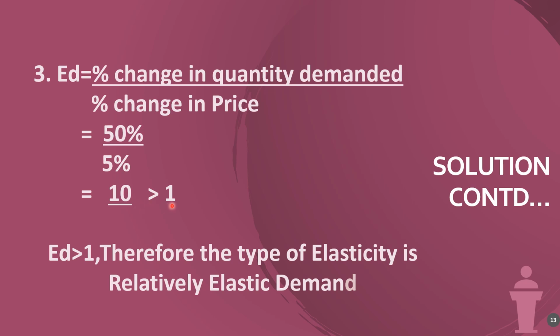So what type of elasticity will it be? When ED is greater than 1, the type of elasticity is relatively elastic demand.